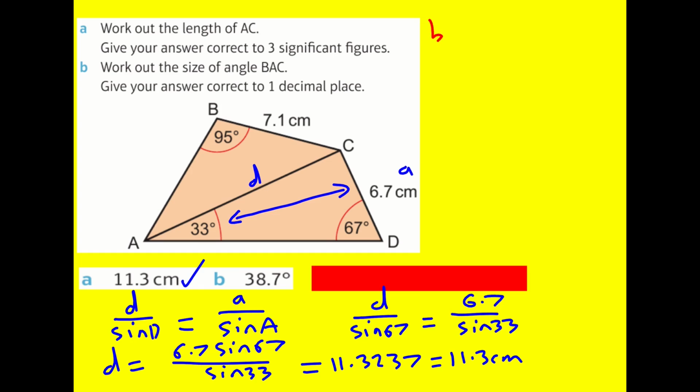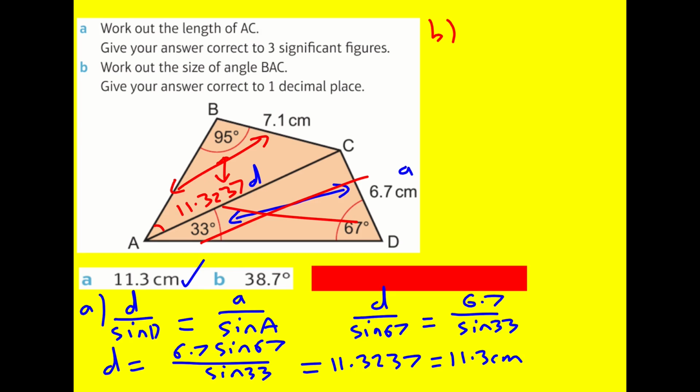For part B, I'll do this one up here. So I can now even write that on. I'm not going to round it though. I'm going to write down 11.3237. I'm now being asked for the size of angle BAC. BAC, that is this one here that I'm interested in. So now I can see I've got an angle side pair in this top triangle. I can kind of eliminate the bottom triangle, and I've got the side part of the angle side pair over here.